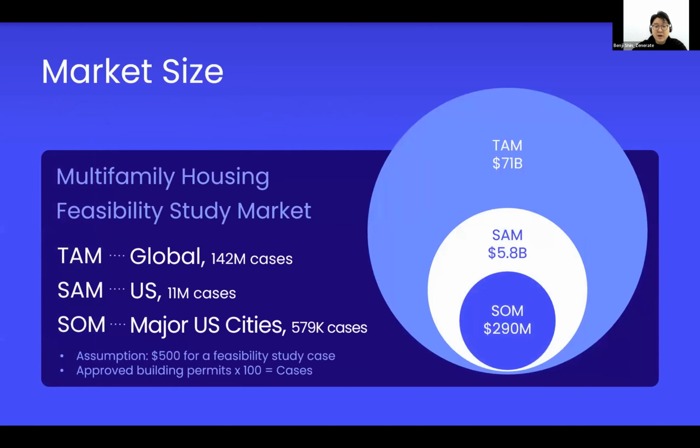The feasibility study market includes the buildings that don't ever get built as well. In other words, to really execute a single project, developers typically conduct feasibility studies for 100+ sites. The global market for multifamily housing is $71 billion. We're focusing on the $5.8 billion US market, and our goal is to generate $290 million, which accounts for a 5% market share in the next 5 years.